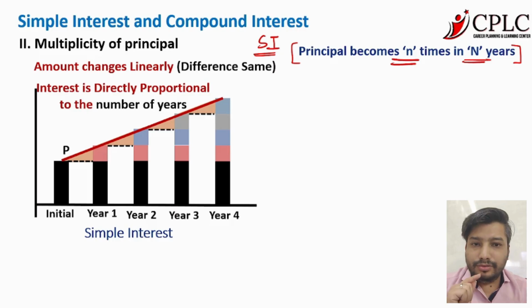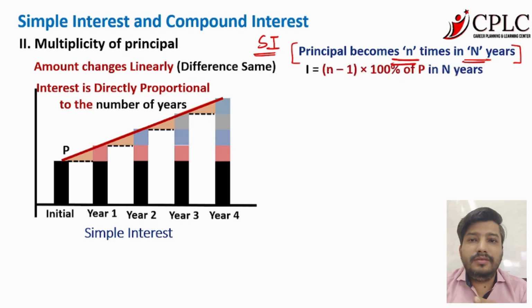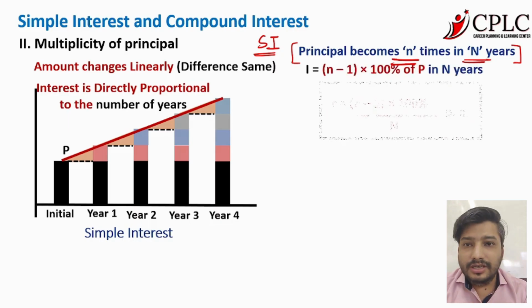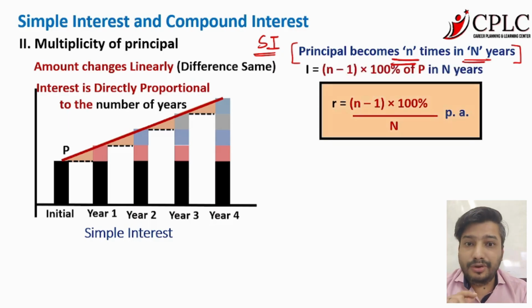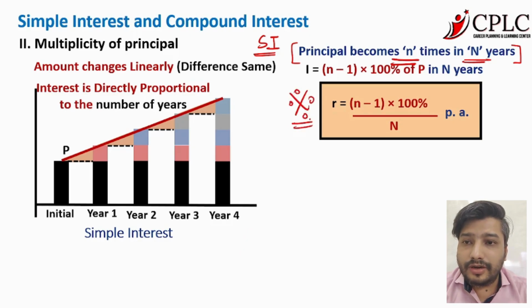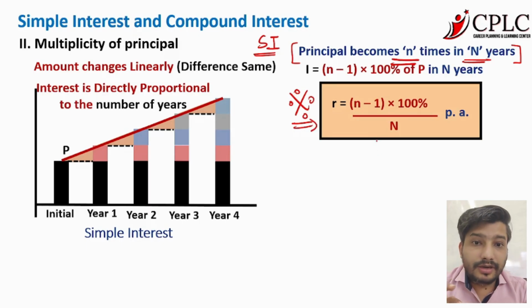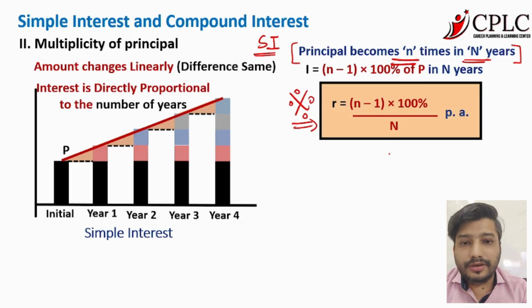Once you have these data points, what you need to remember is one simple formula for rate of interest, that is R in this particular scenario, and that rate of interest, the R, is given by a simple formula which is (small n minus 1) into 100% upon capital N. So this is the formula that you need to remember when it comes to the rate of interest in this particular scenario, which is the most important aspect.